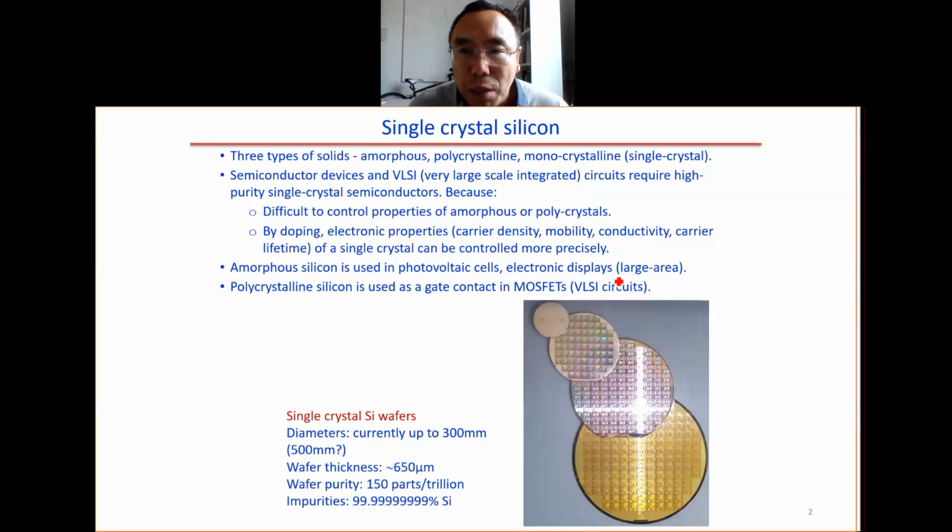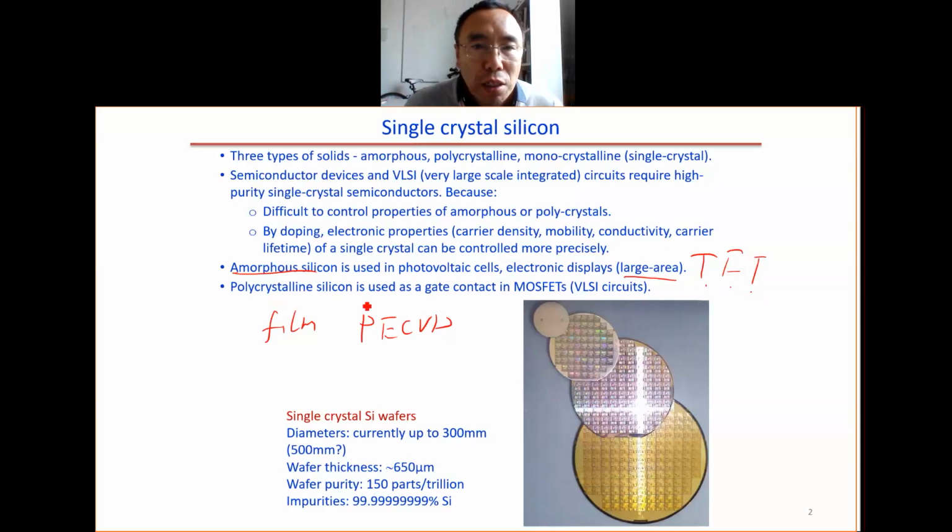For the display, we have the large area. So the amorphous silicon film can be deposited by the plasma enhanced chemical vapor deposition method. With PECVD, we can deposit over a very large surface area, so this is good for the display, to make the so-called TFT, thin film transistor.